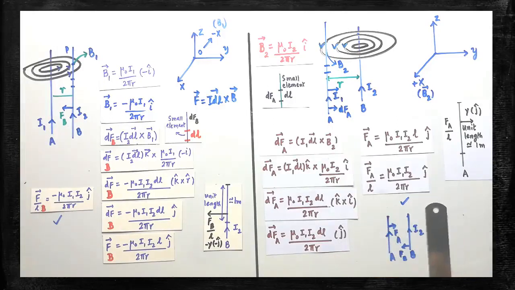If the current is traveling in the opposite direction, look at that. For example, in one conductor current is traveling in this direction, in the other conductor current is traveling in the opposite direction, they can be called I1, I2. So in this case, there will be a repulsive force. One force will be acting in this direction, another force will be acting in the opposite direction. Here they are attracted to one another, here they are repelled from one another. Everything depends on the direction of flow of current. Okay. Thank you.